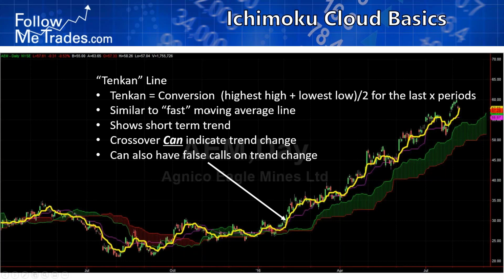It's similar to a fast moving average line. You know, some people will use an 8 and 21 exponential moving average. So this would be similar to that 8, but it's taking the highest high, highest low versus the closing price to create that average. A little bit different.